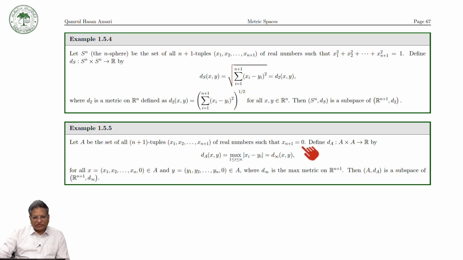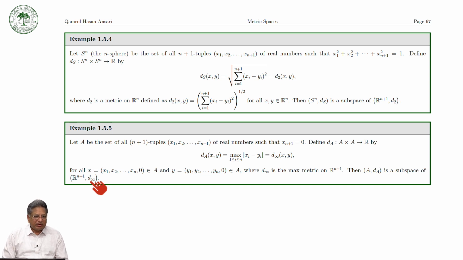Then you can see that dA is the restriction of d infinity and A is a subset of Rn plus 1, and so A with dA is a subspace of Rn plus 1 with d infinity. Here A is a subset of Rn plus 1, so Rn plus 1 with d infinity. So these are the examples of the subspaces of a metric space.